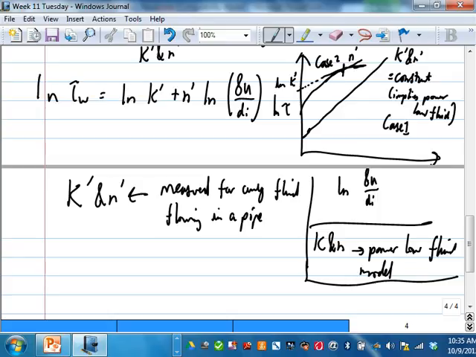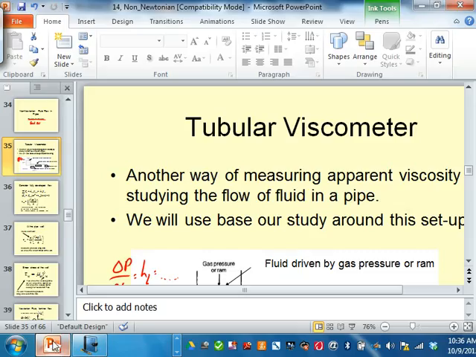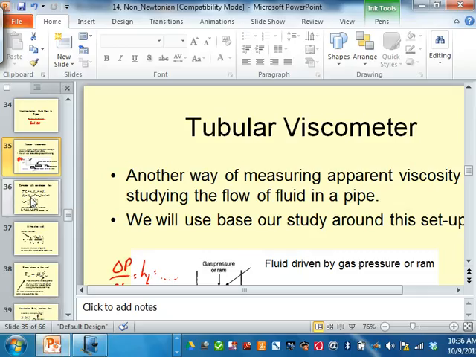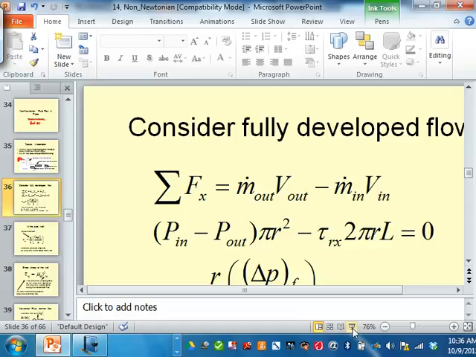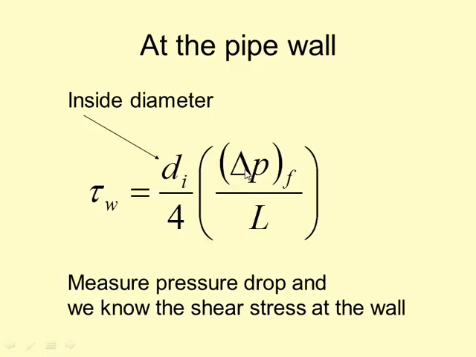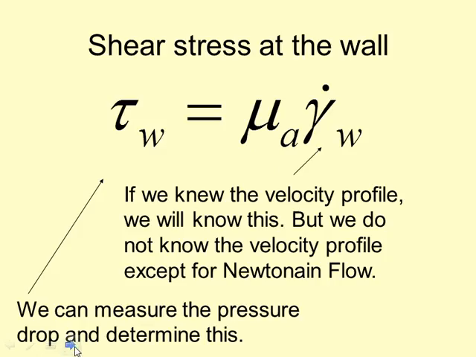So from here on it gets a bit complicated. Are you okay so far? That's the easy part. I've mentioned this one, and hopefully D delta P over 4L, correct.